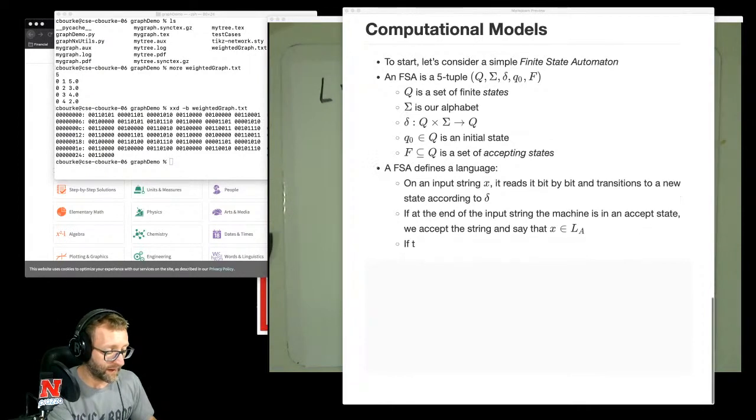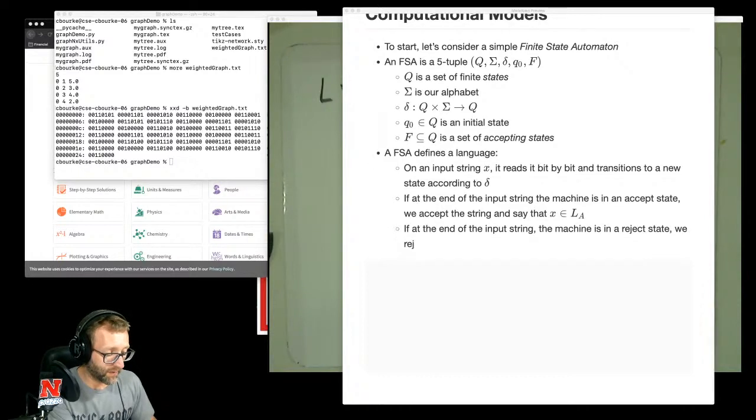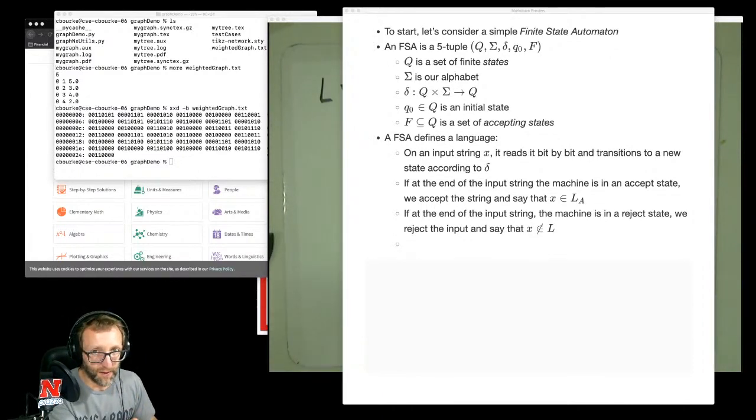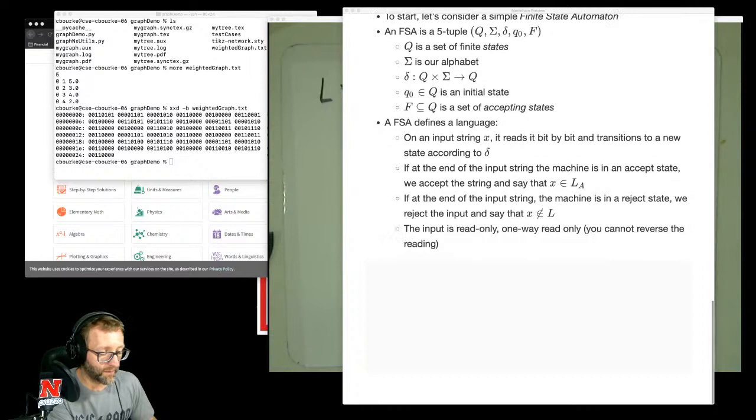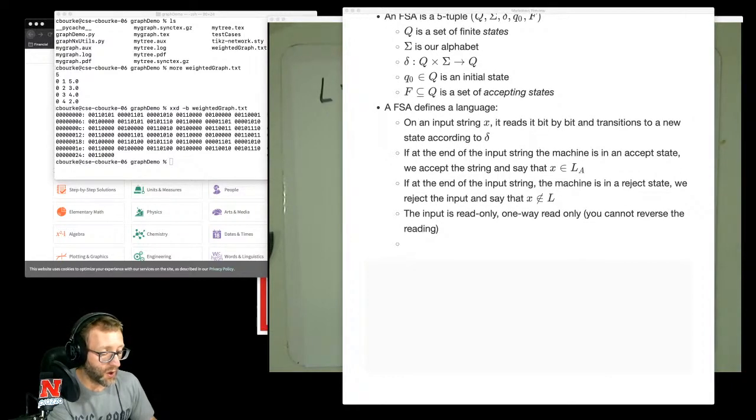If at the end of the input string the machine is in a reject state, we reject the string, reject the input, and say that x is not in the language L. Right? Some other caveats here. The input is read only and one-way read only. You cannot reverse the reading. Right? You can only go forward. There is no extra storage, no memory, or data structure.